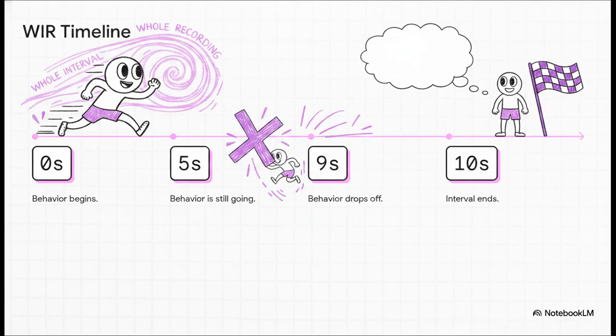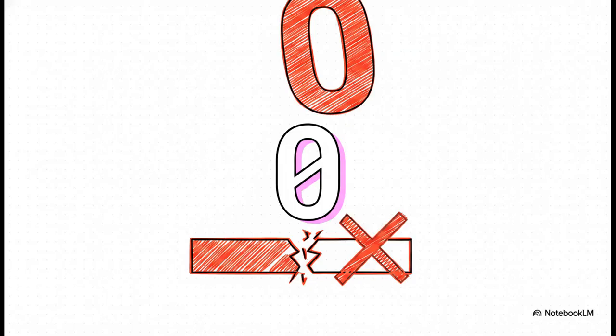Your 10-second interval starts. The client begins the behavior right away. 1 second, 5 seconds, they're still going strong. But at exactly 9 seconds, the behavior drops off. They break right before the finish line. So out of a 10-second block, the behavior was present for 9 solid seconds. So, what goes on our data sheet? A giant red 0 drops onto the block.